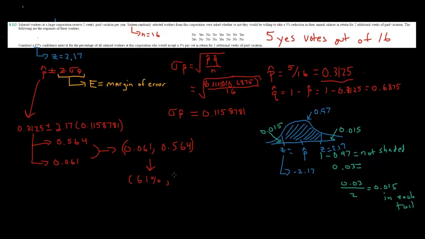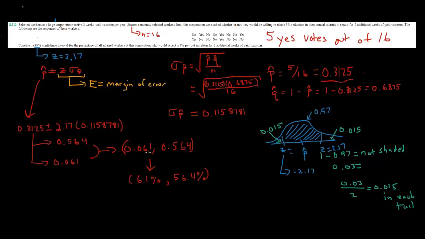and then 0.564 is 56.4%. Now, what I'm thinking right here is that's not very useful. What was the entire context here? The entire context was we were trying to take a sample of 16 folks, figure out what percentage of that sample was willing to give up 3% of their salary to get 2 weeks extra vacation a year. 5 out of 16, 31.25%, were willing to do that.